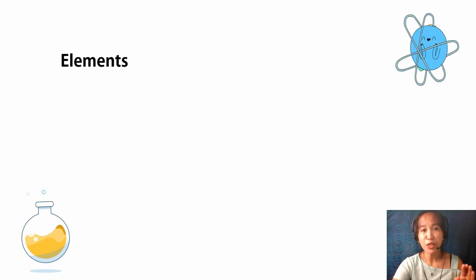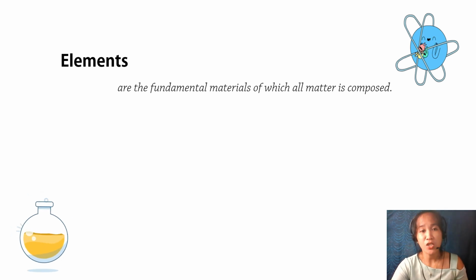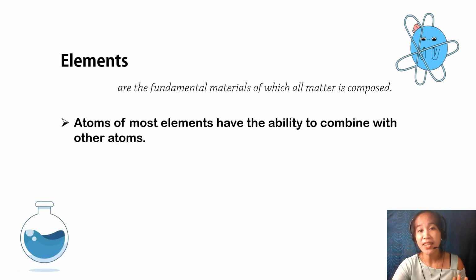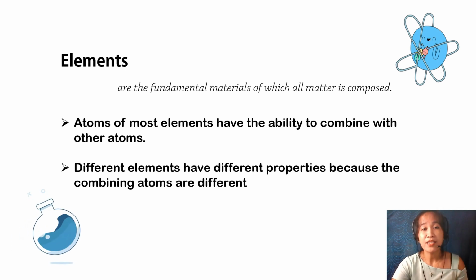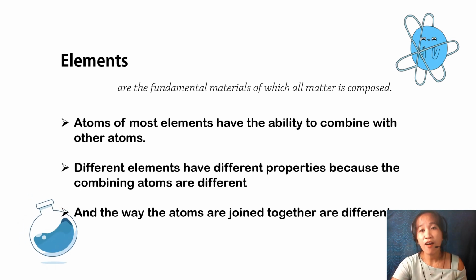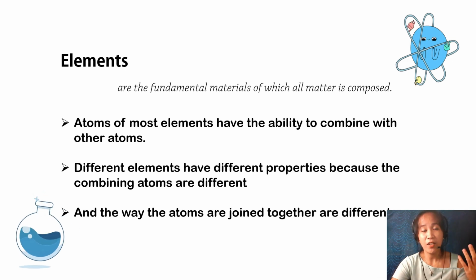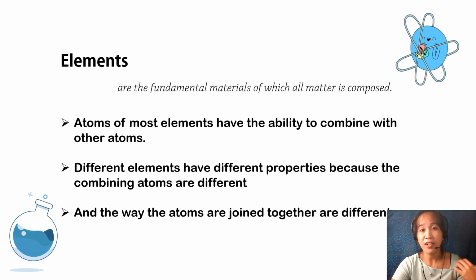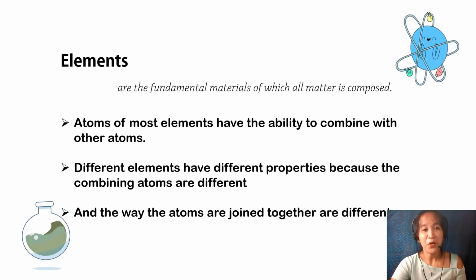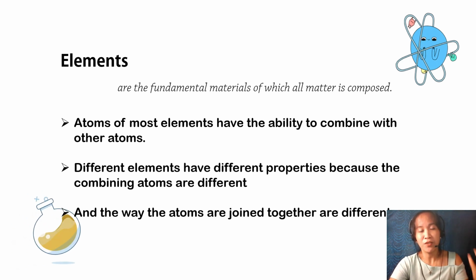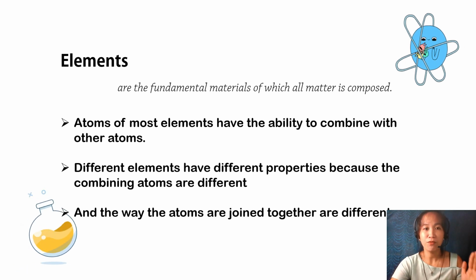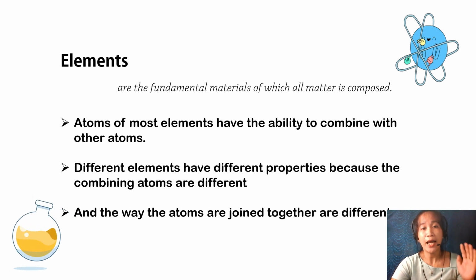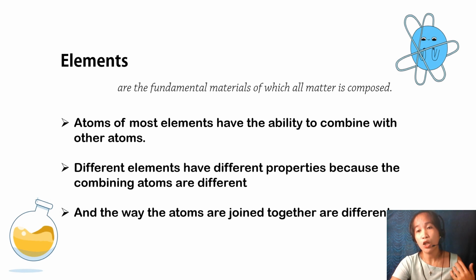When you were in grade 7, you learned about elements. And what is elements? Okay, elements are the fundamental materials of which all matter is composed. Atoms of most elements have the ability to combine with other atoms. Different elements have different properties because the combining atoms are different and the way the atoms are joined together are different. So this is your discussion when you were in grade 7. So, nire-review ko lang kayo, guys. Okay? So, in our module 2 of this quarter, you will learn about how the model of the atom evolved until the present time. And you will also learn that an atom is made of even smaller parts.